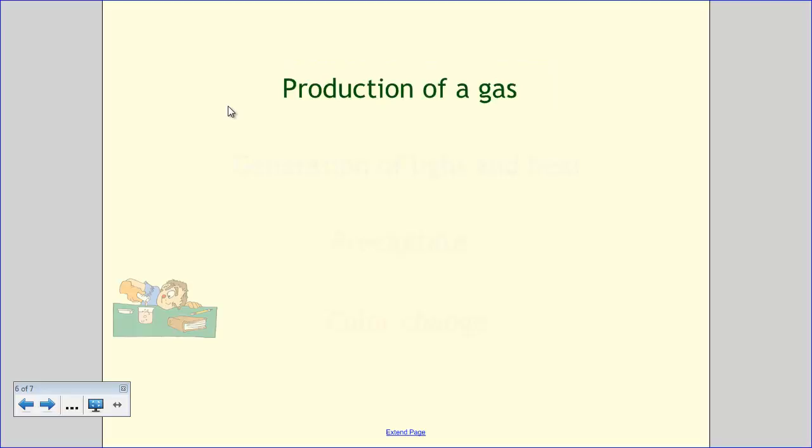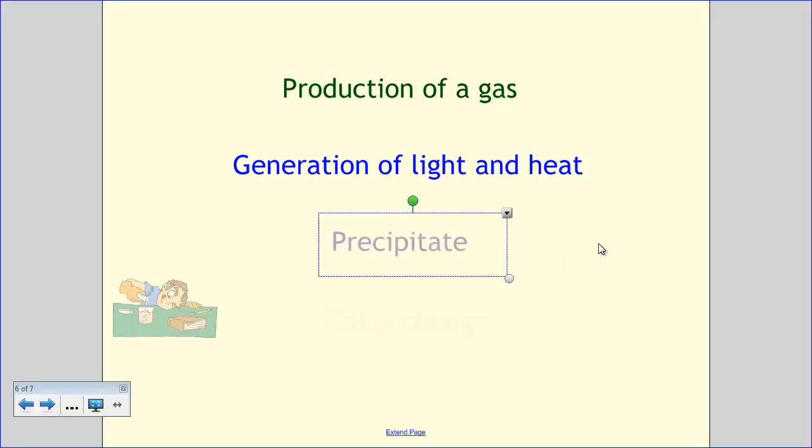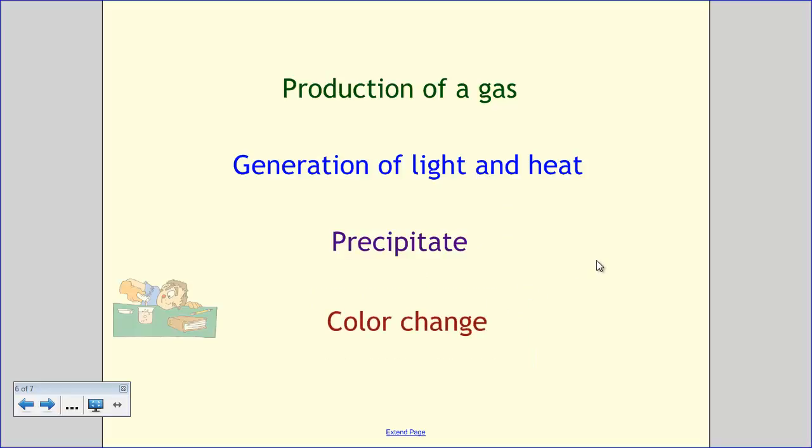So again, just to sum up for chemical changes, the indicators are production of a gas, generation of light and heat, a precipitate, or a color change. It doesn't have to be all four of these. Any one of these is a pretty good indicator that there's some sort of chemical change going on. It could be two or three like we had in a couple of these cases, or it could be one, or it could be several.